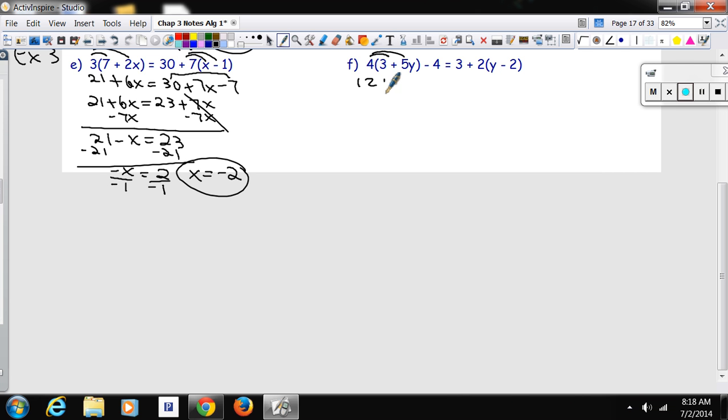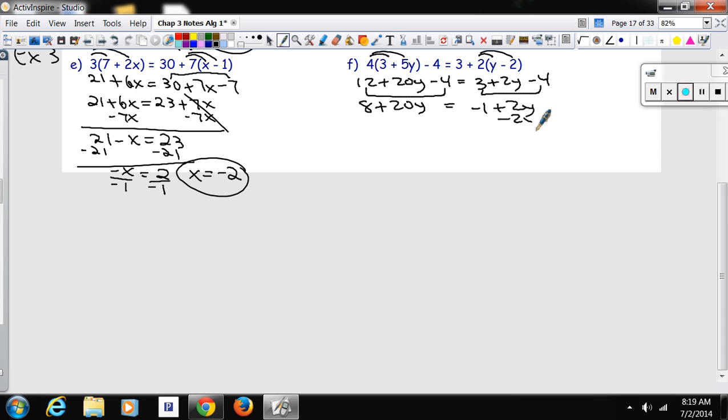We got 12 plus 20y minus 4 equals 3 plus 2y minus 4. Now we've got some things that are on the same side of the equal sign, so we need to put those together first. So your 12 minus 4 is 8 plus 20y. And then 3 and -4 give us a -1 plus 2y. So the 12 minus the 4 gave me the 8. The 20y was brought down. 3 minus 4 gave me the -1, and the 2y is brought down.